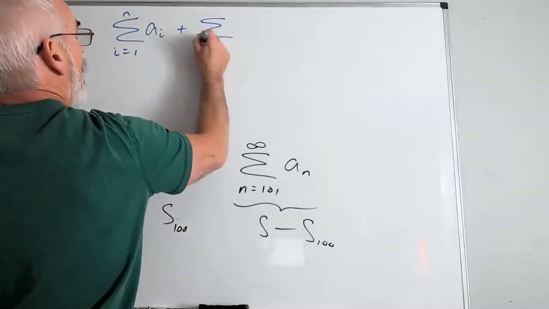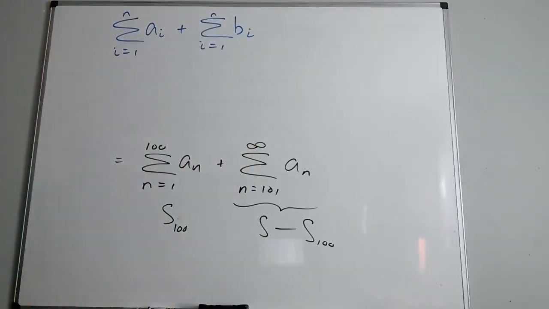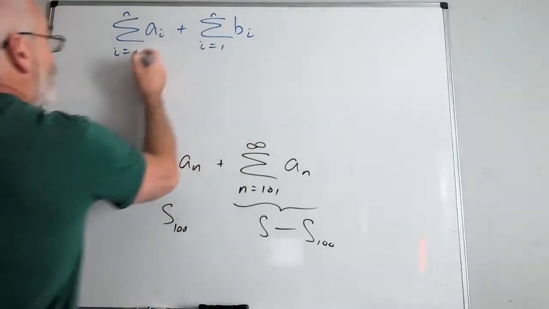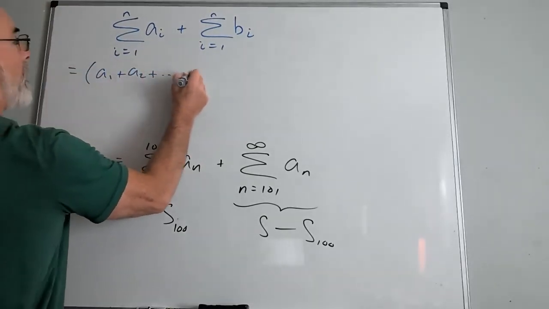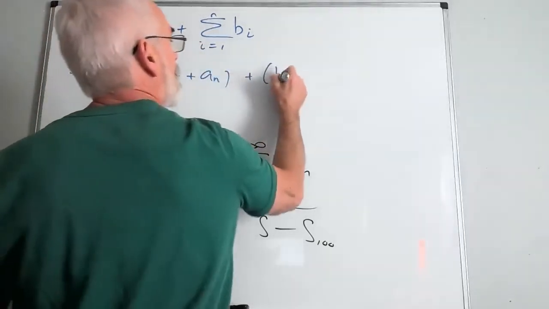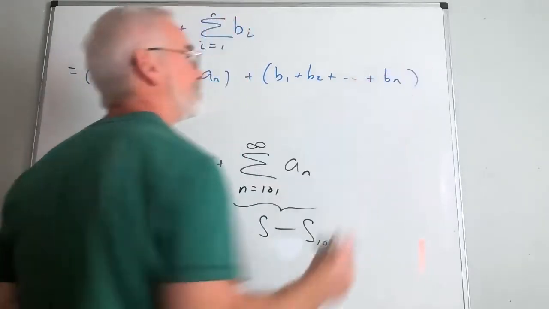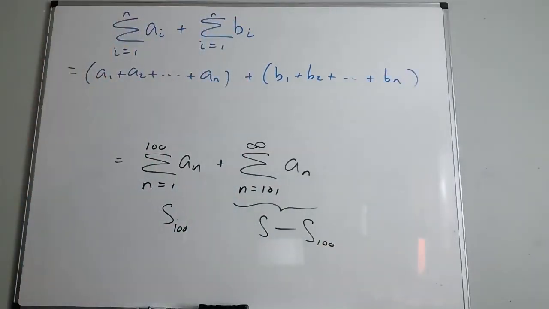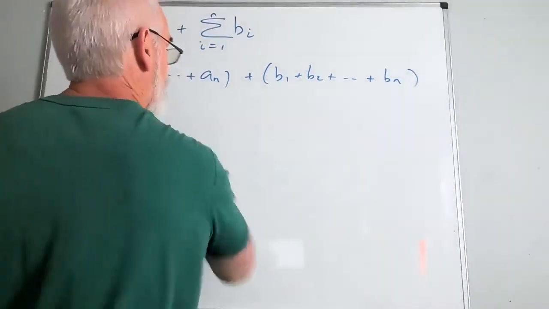plus the sum, i equals 1 to n, of b_i. It's easier if I do these as finite things. Well, the first one is A1 plus A2 all the way up to An. The second one is B1 plus B2 all the way up to Bn. I love the dots, it saves me some time. Assume n is large and that you don't want to write all the in-between terms.